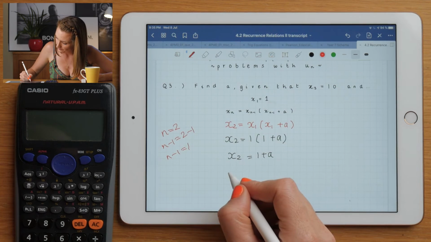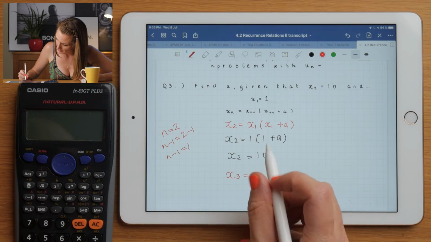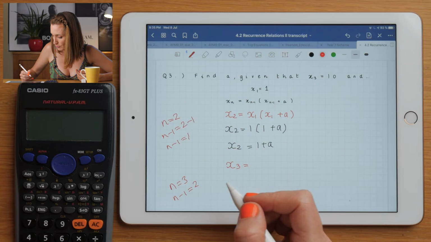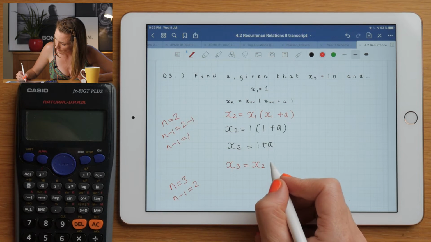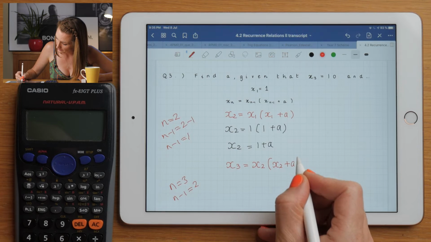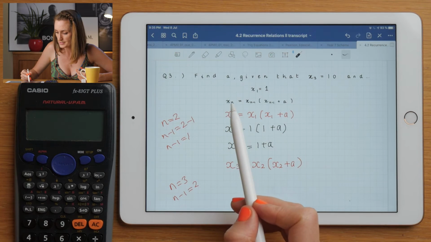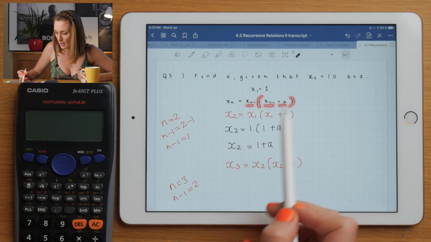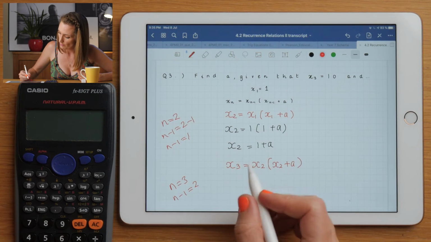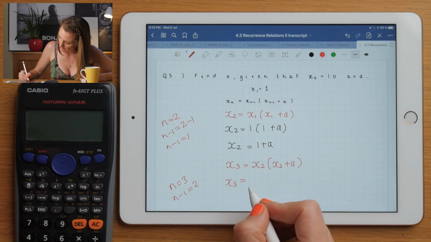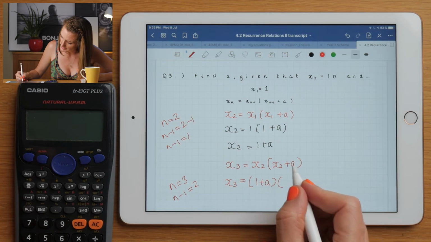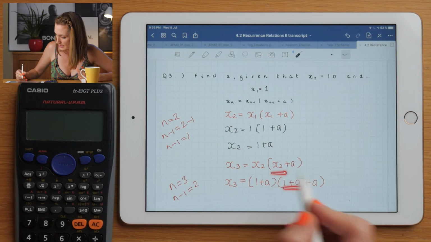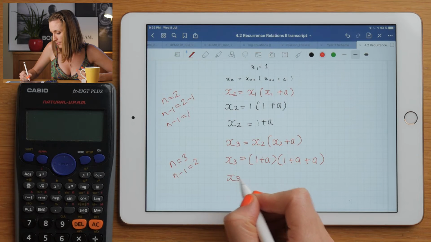Now we need to get x3, which is, if n now is 3, n minus 1 must be 2. So it would be x2 times x2 plus a. Or if you like to think about it more in terms of words, this means the next one is equal to the previous one, bracket the previous one plus a. And you need to times out that bracket. So x2 is 1 plus a. x2 plus a would be 1 plus a for the x2 plus another a. So that's the x2. Let's tidy up the brackets where we can.